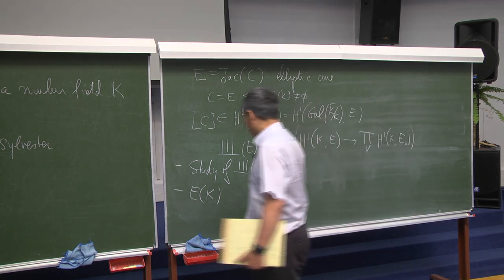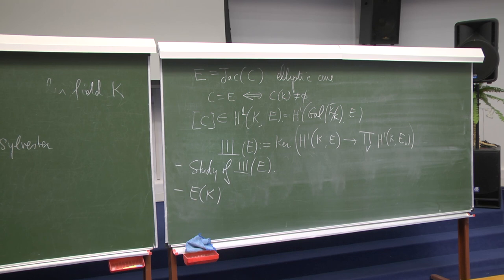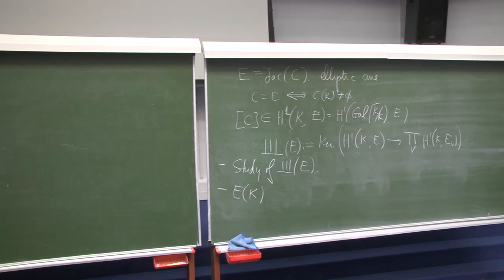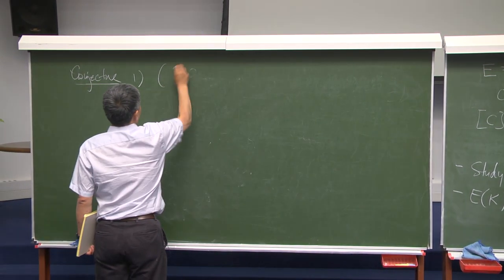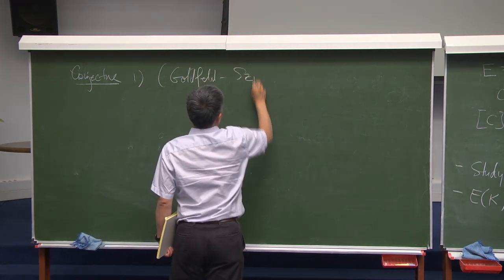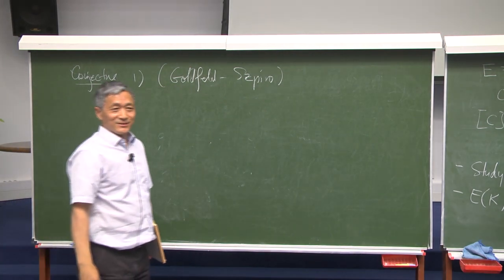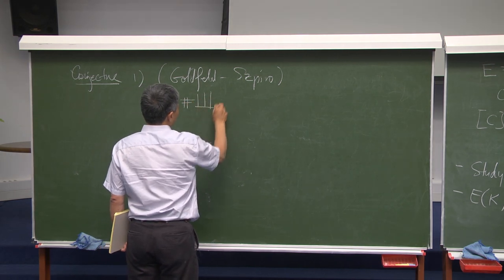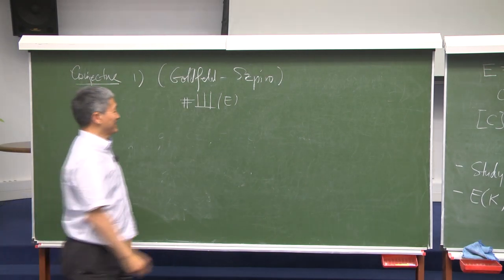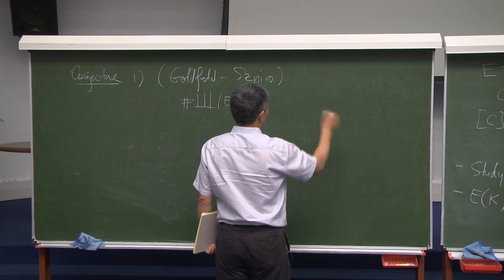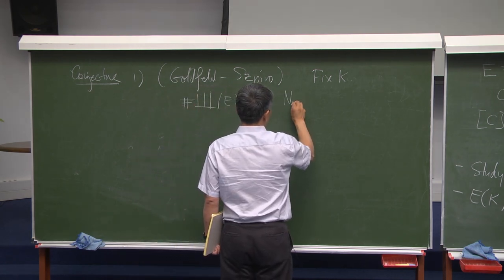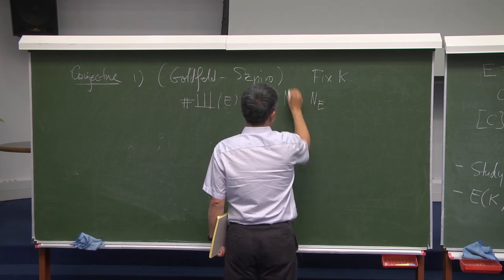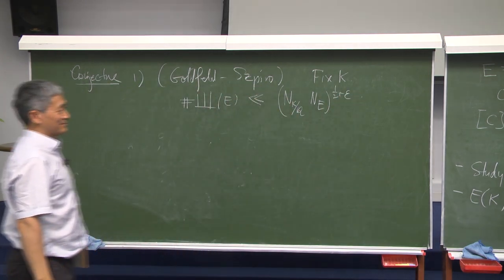So the conjecture will be the following. I am not sure how precise the conjecture is. The first one probably is due to Goldfeld and Szpiro. In fact, they showed the first conjecture is equivalent to the ABC conjecture. The cardinality of Sha(E), first of all, is finite. It is not only finite, it is less than or equal to, if I fix K, the norm from K to Q of the conductor of E to the half plus epsilon.